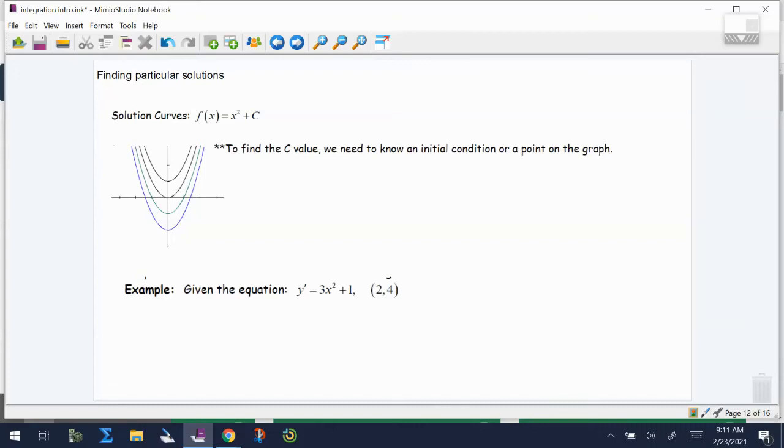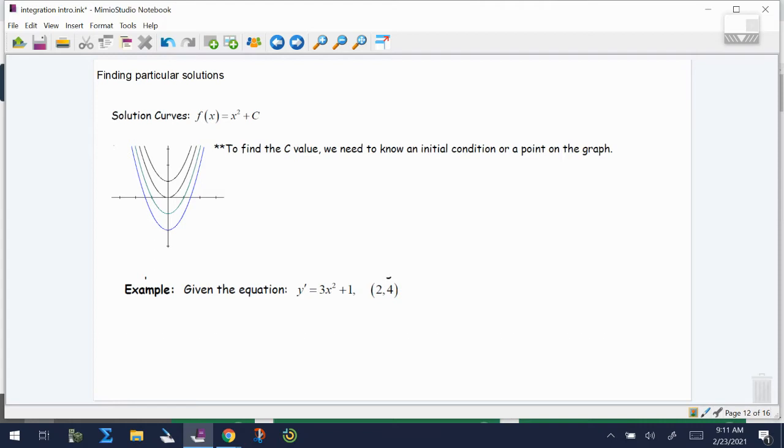The last part of the first section in chapter 4 is now looking at this C value that we've written at the end of every answer. We said that when we write our integral answer and we put the plus C, we refer to it as a general solution of the differential equation. Well, we're going to finish with talking about what it takes to find what's called a particular solution. And so our particular solution is figuring out what is the C value.